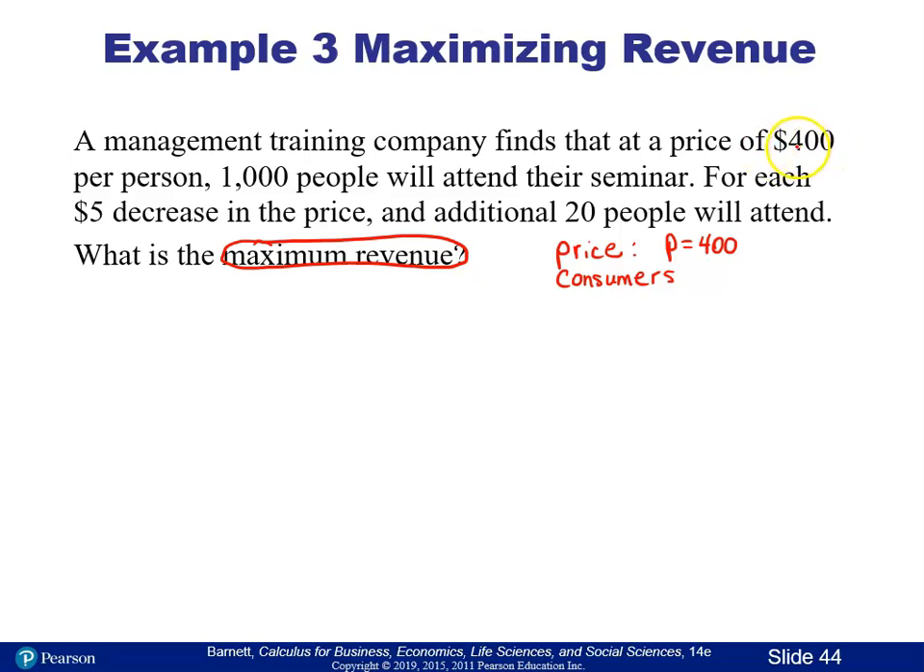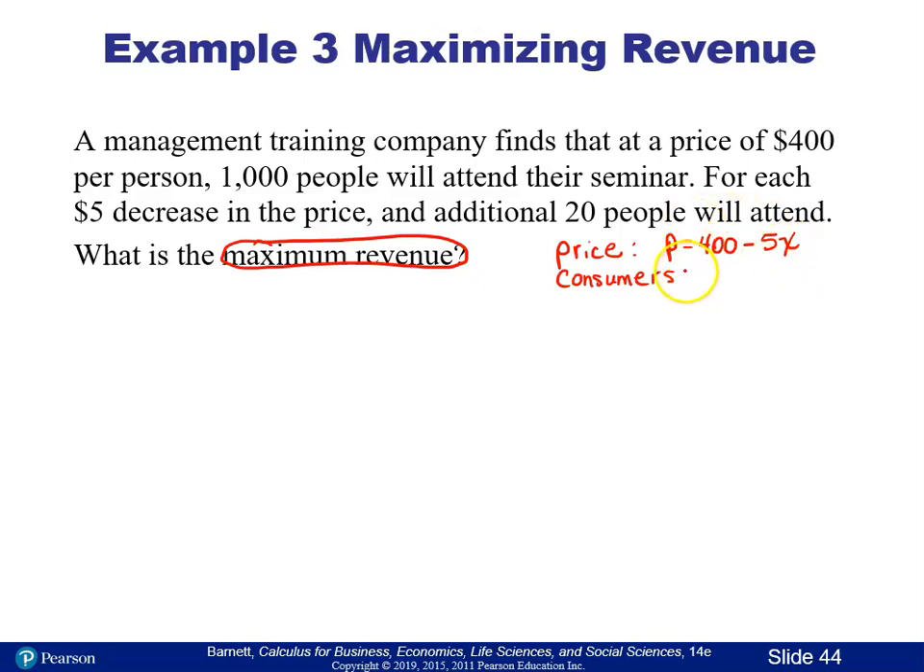But then for each additional $5 that they decrease the price, an additional 20 people will actually attend. So we're going to let the price be 400 minus 5x. For every $5 decrease in price, we're going to get an additional 20 people that will attend.